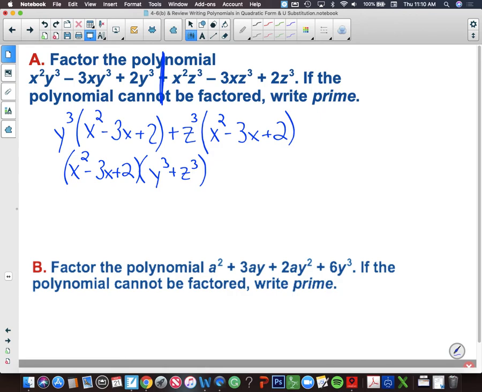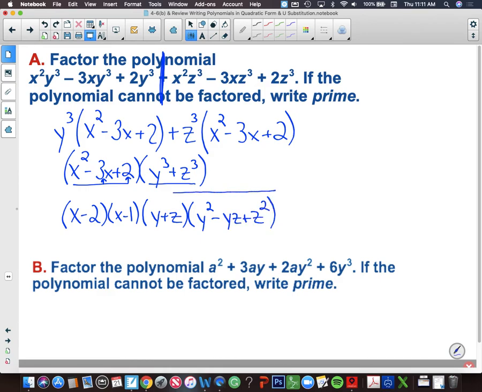And now, you got 2 different things to do. We got the x squared minus 3x plus 2 on the left that we can factor out, and the y cubed plus z cubed on the right to factor out. Okay? So this one, reverse FOIL, 2 numbers that multiply to 2 and add to 3. That's a 2 and a 1, so it's x minus 2, x minus 1. And then this one is the cubes pattern. So y plus z, y squared minus yz plus z squared. Now you're done. That's a big one.